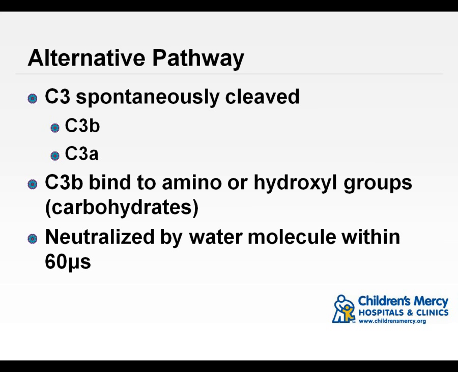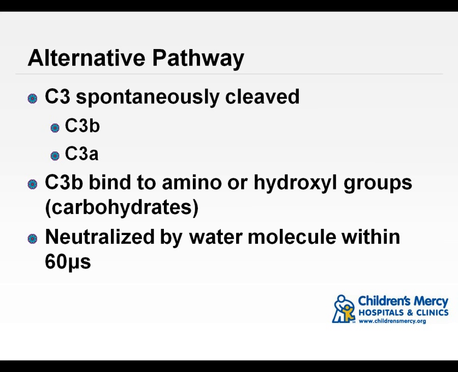So in the alternative pathway, C3 is just spontaneously cleaved into two smaller proteins, C3a and C3b. That's it. It just spontaneously happens. So we're going to forget about C3a for a minute, but C3b is the one we're going to concentrate on. And what it's good at is binding to carbohydrates. And it binds, or it knows something's a carbohydrate because it's looking for an amino or hydroxyl group on that carbohydrate. If it fails to very quickly bind to a carbohydrate, then it's neutralized by the water molecule within 60 microseconds, so very, very quickly.